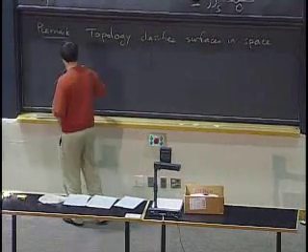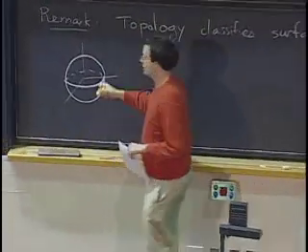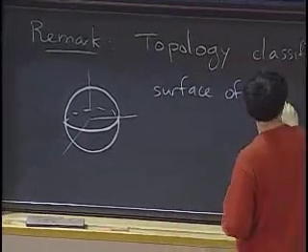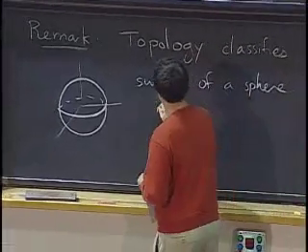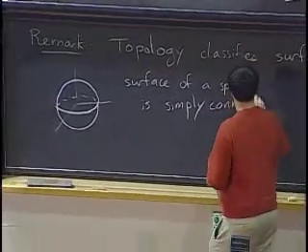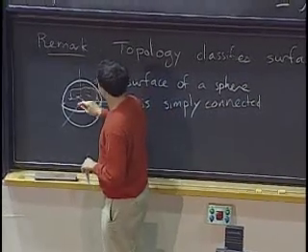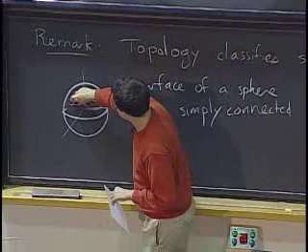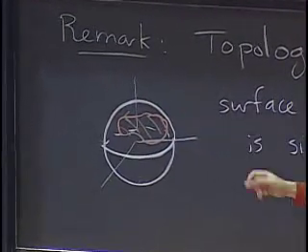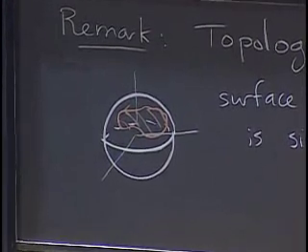So what I mean by that is if I take the surface of a sphere, well, I claim the surface of a sphere is simply connected. Why is that? Well, let's take my favorite closed curve on the surface of the sphere. I can always find a portion of the sphere that's bounded by it. So that's the definition of the surface of a sphere being simply connected.